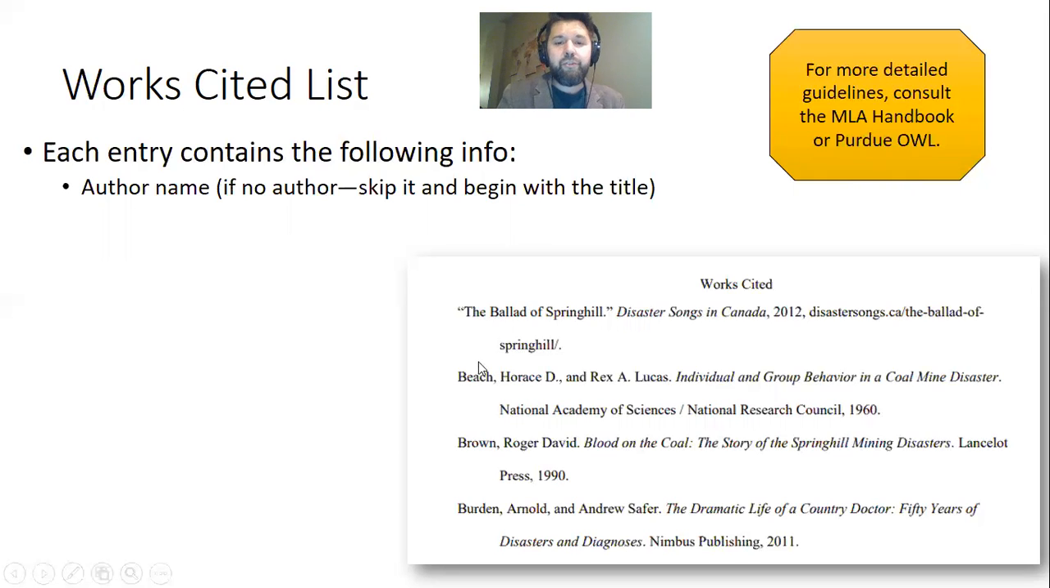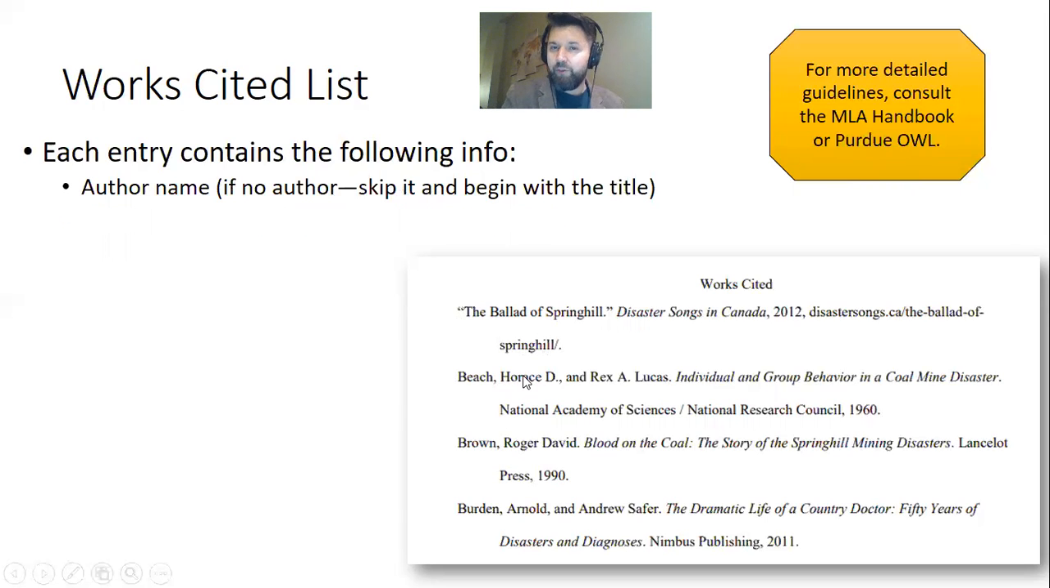So notice the first thing that's going to appear is the author's name. And again, this first one's an exception because it doesn't have an author. And so if there is no author, then you just skip it and begin with the title. But notice Horace D. Beach is this person's name. So the last name, the family name, comes first, and then the individual name, the person's name, comes second.